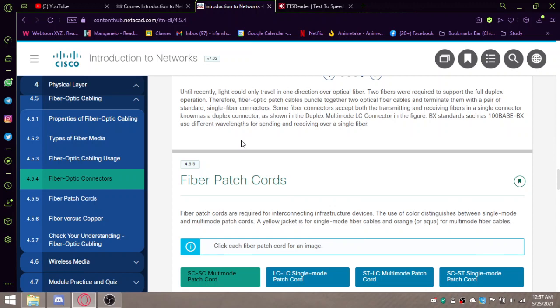fiber optic patch cables bundle together two optical fibers and terminate them with a pair of standard single fiber connectors. Some fiber connectors accept both the transmitting and receiving fiber in a single connector, known as duplex connectors, as shown in the duplex multi-mode LC connectors in the figure. The alternative is to use different wavelengths for sending and receiving on a single fiber. Okay.